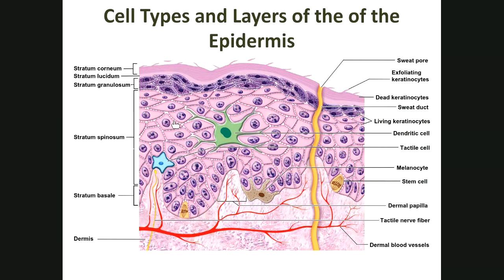The cells of the stratum spinosum are the daughter cells of the stratum basale. So when the stratum basale keratinocytes do mitotic division, when their number increases, the new cells come up into the stratum spinosum and they start to develop and they can make more and more keratin.